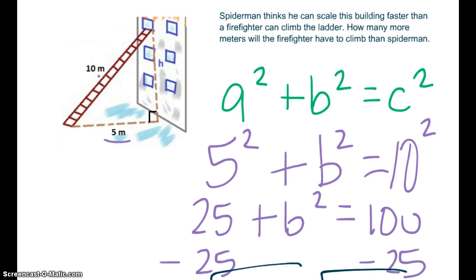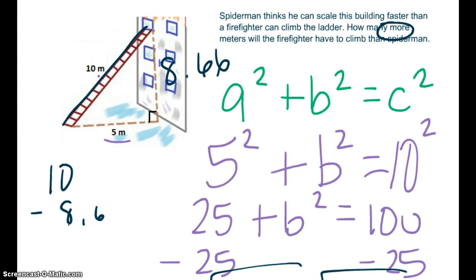meters. So Spider-Man will have to climb 8.66 meters. And how many more meters will the firefighter have to go? Well, if the firefighter has to go 10, so we're going to subtract that out. And we're going to say that the firefighter has to go around 1.33 hundredths meters. And that's it. Pythagorean Theorem. Just plug in your values and solve.